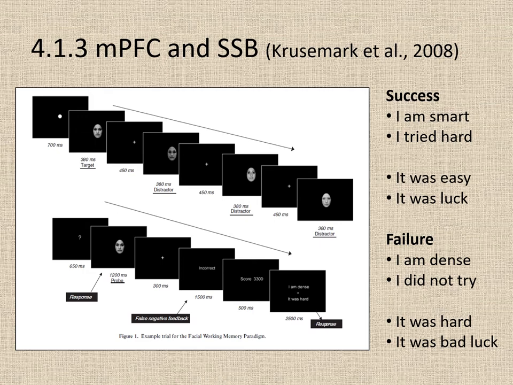Okay, and from this, every answer can be categorized as either a self-serving bias answer, that would be I am smart, I tried hard, and it was hard, it was bad luck. Those answers are in accordance with the self-serving bias. Or a non-biased answer, it was easy, I am stupid. That would not be in accordance with the self-serving bias. So what we can see here is, what differences do we see in a person's brain depending on whether they give an answer that is in accordance with self-serving bias compared with a non-biased answer?